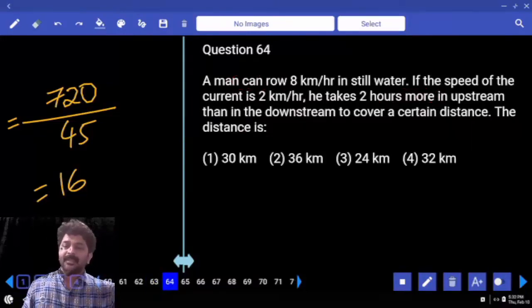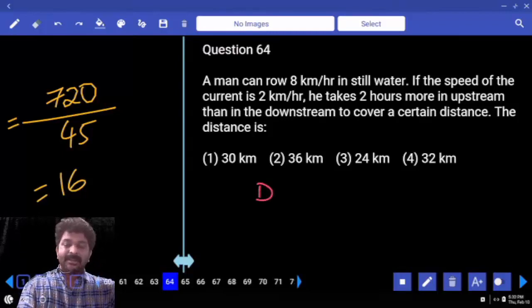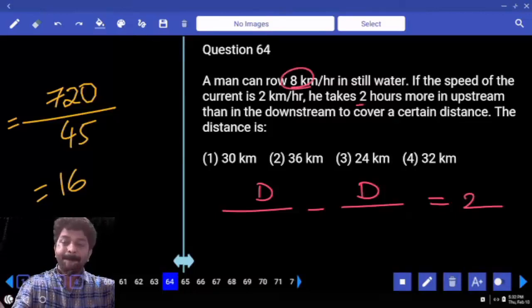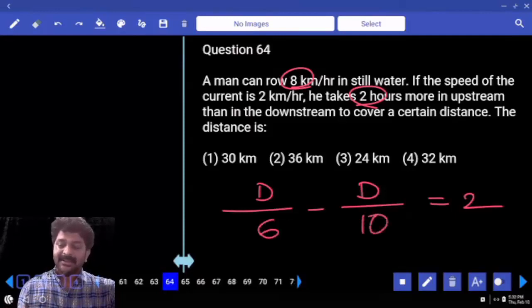Next. A man can row 8 km per hour in still water. If the speed of the current is 2 km per hour, he takes 2 hours more in upstream than in downstream to cover a certain distance. Let the distance be d. D kilometers covered in upstream and the same d kilometers covered in downstream. The time difference is mentioned as 2 hours. So in which stream does it take more time, downstream or upstream? Upstream. Upstream speed in the sense m minus s only, 8 minus 2, 6. Downstream speed 10. Then we were asked to calculate d value, correct?